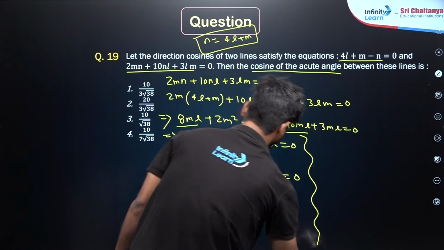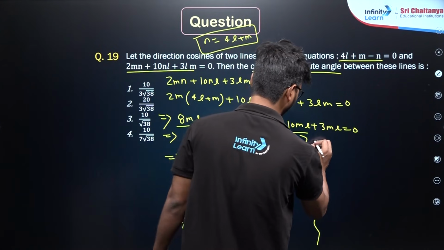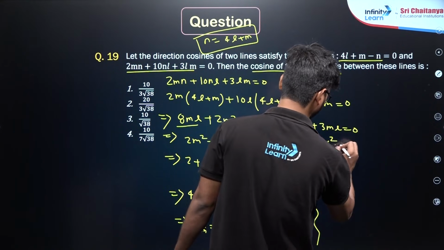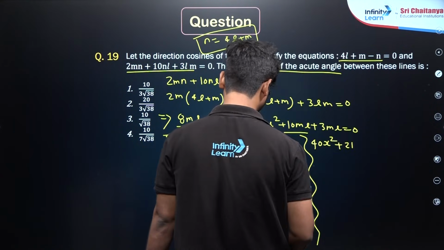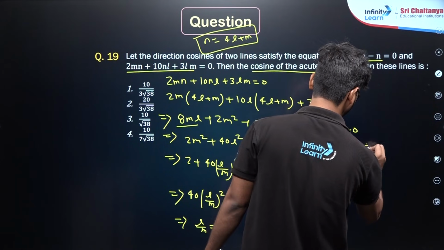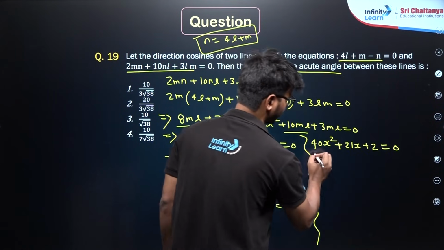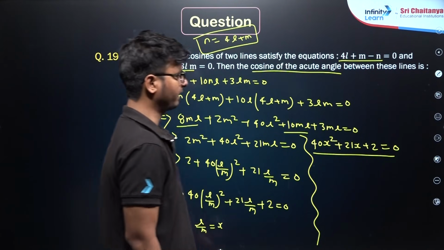So if I take L by m as x, I am going to get 40x square plus 21x plus 2 equals to 0. So this is the quadratic equation in x. I can very easily find the solution.